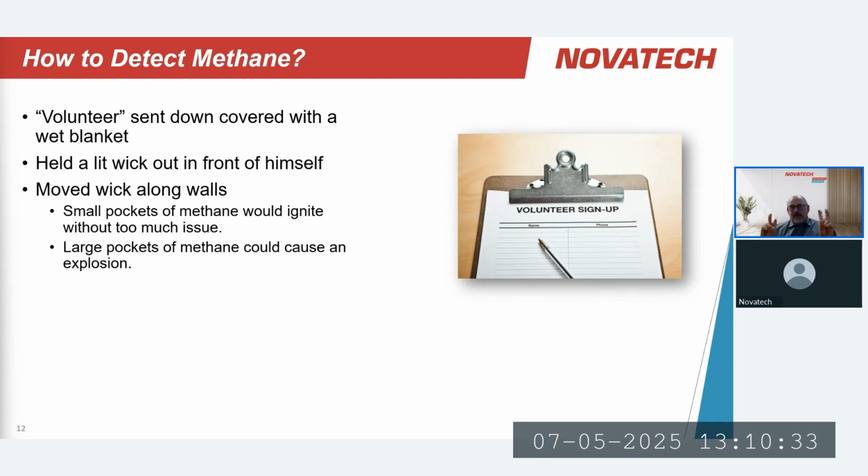A volunteer, and I use my air quotes here, would be sent down into the mine holding a lit wick or torch of some kind covered in a wet blanket. And the idea was that if there were any pockets of methane, one of two things would happen. It would burn off and dissipate, or worst case scenario, you might actually cause an explosion of some kind, and the poor volunteer may not make it out of it. But these were the primitive methods that were originally used, which seem horrific today, but you know, the concept was not so much about personnel protection as much as it was about asset protection. Keep my mine running.